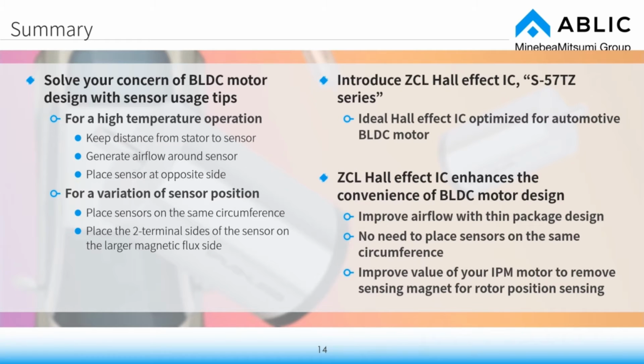This is a summary of today. I talked about the problems of automotive brushless DC motors, and how you can improve them with the help of sensors: high temperature operation and sensor position variation. And with ABLIC's new ZCL Hall Effect IC, your problems are about to get even better. The thin package and ZCL detection method can help you solve your problems.